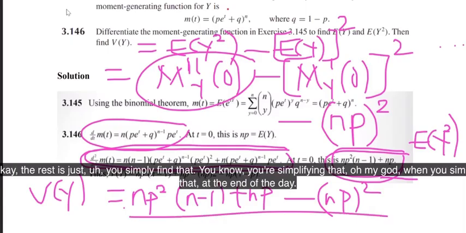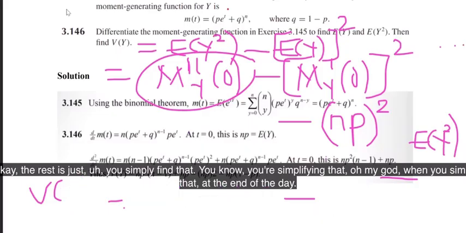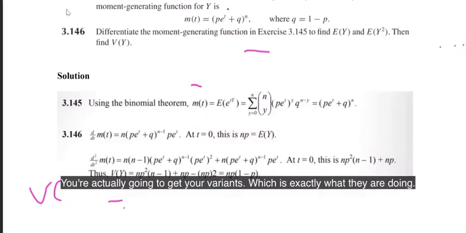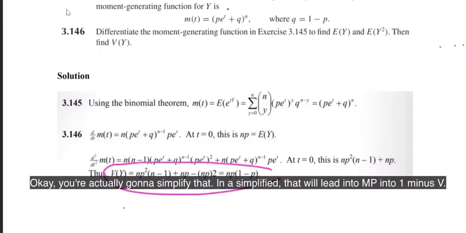When you simplify that, at the end of the day you're actually going to get your variance, which is exactly what they are doing here. Pay attention to this. That's exactly what they are doing here. You're going to simplify that, and simplifying that will lead to np into 1 minus p.